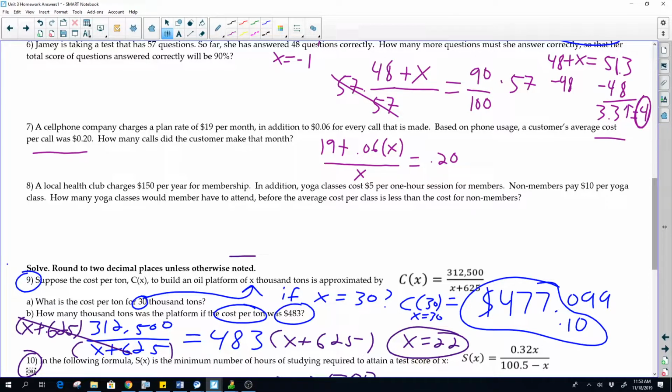Number 8, we have a $150 per year membership. In addition, yoga classes cost $5 per 1 hour session for members. So $150 for your membership plus $5 per 1 hour session. Call it X. Non-members pay $10 per yoga class. How many yoga classes would a member have to attend before the average cost per class is less than the cost for non-members?